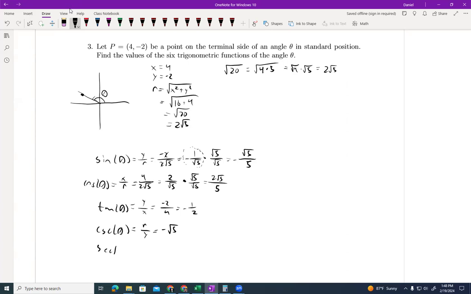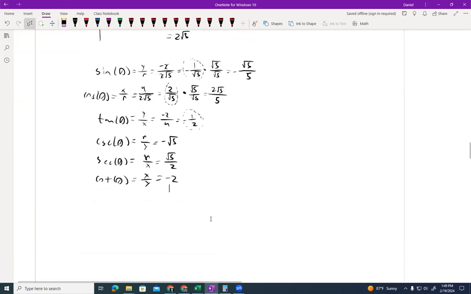Secant of theta is the reciprocal of cosine. Since I have this nice form for cosine already, I'll just take the reciprocal of that. I'll write out the formula first, r over x. Take the reciprocal of that, and I get square root of 5 over 2. And then cotangent of theta, that's x over y. Take the reciprocal of tangent, and I'm going to get -2 over 1, which is just -2. So there we have it.